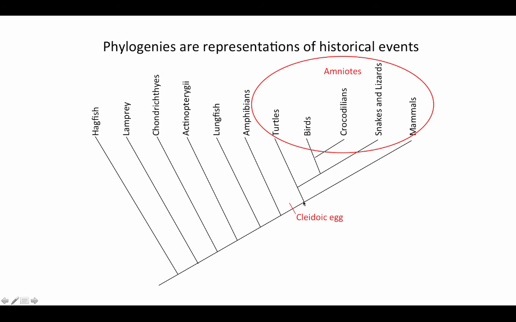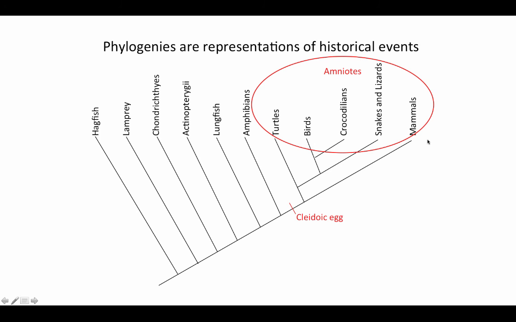If we look within just this group of amniotes, the plesiomorphic state is to have a shelled cleidoic egg. Why? Because that was the state of the common ancestor of all of the amniotes. So we say that when we have an evolutionary event like that, that's a feature that's going to be possessed by all of the descendants of that ancestor. That's what a synapomorphy means.